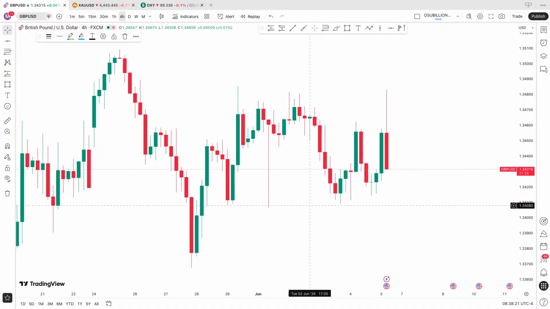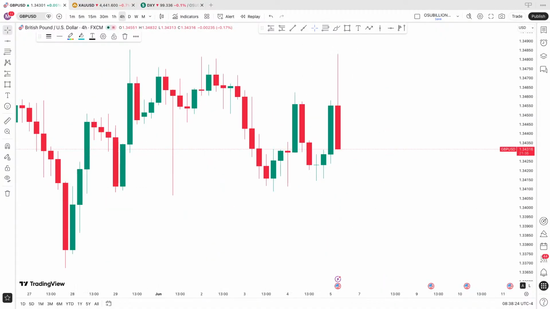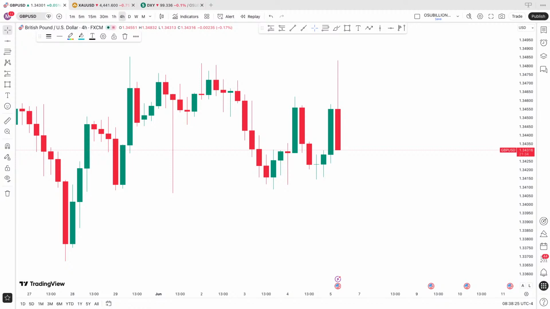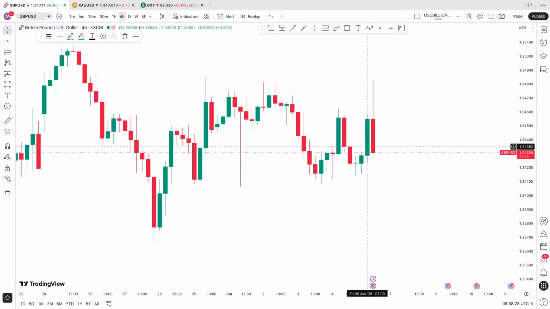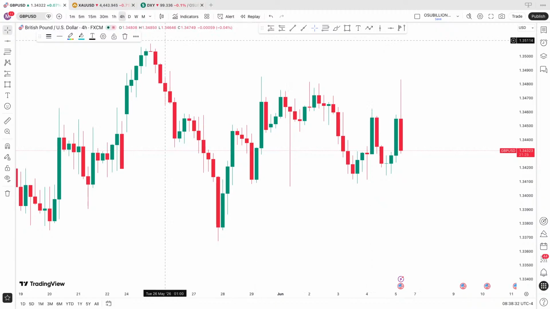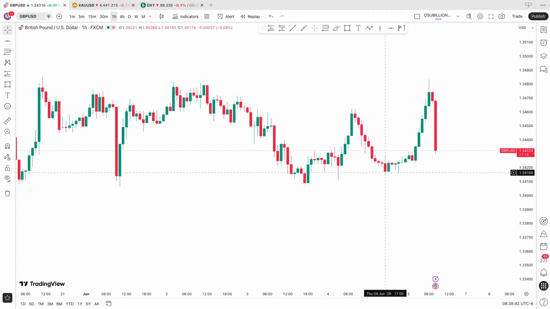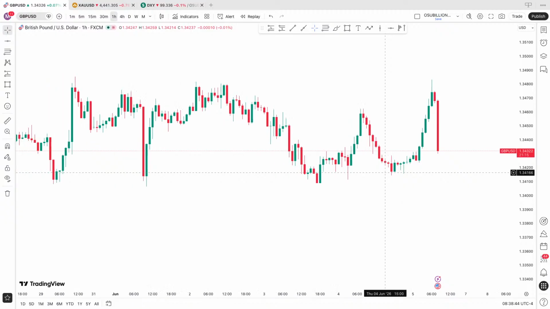I want us to have a clear chart to actually analyze what is going on in the market. Okay, and we are back to the 4 hour. And based on the 4 hour, let's scale down to 1 hour to see what's actually happening on the market.